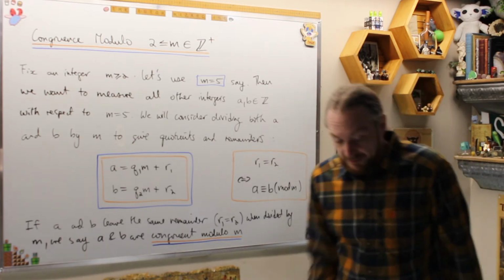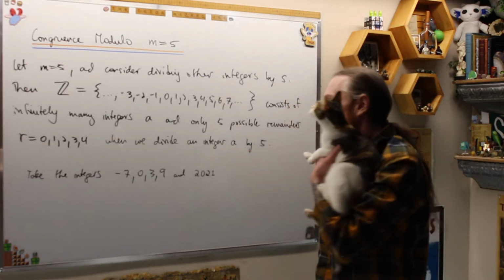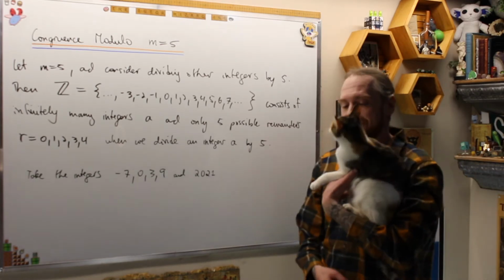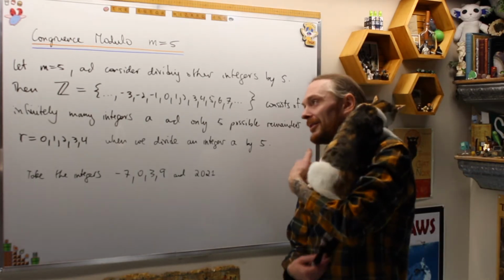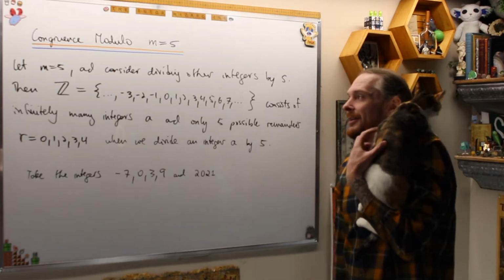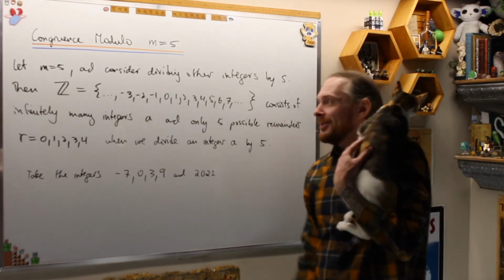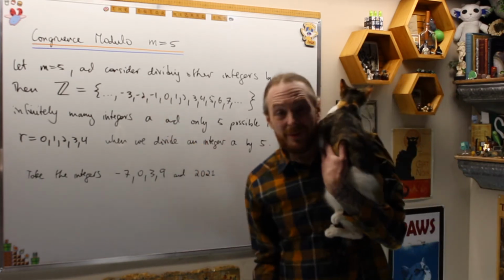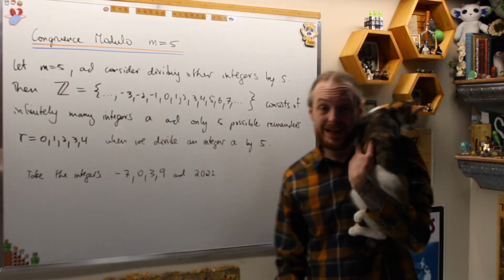Let's do some examples. All right, Alice is going to join us for a little bit. We're going to do congruence modulo 5. So let m equal 5 be the fixed number that we're going to divide everybody else by.